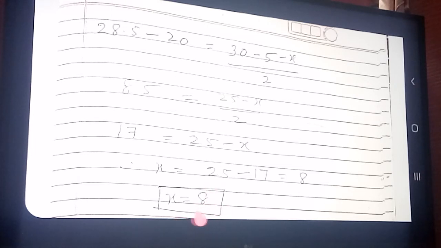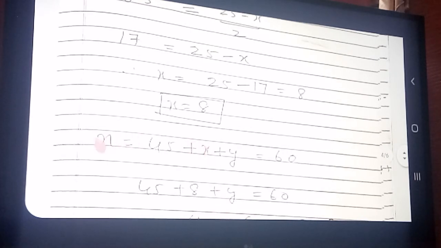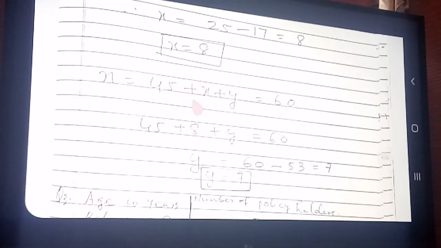Now you want to find out the second missing frequency. For finding out the second frequency, the total frequency is given here. Okay, so you can see the total frequency N is equal to 45 plus x plus y, that is given as 60. And the value of x, how much came? 8. So 8 written here. So 45 plus 8 plus y equals 60. So y is equal to 60 minus 53. Therefore the value of y is equal to how much? 7. So you got both the missing frequencies x and y. X is equal to 8 and y is equal to 7. Okay.